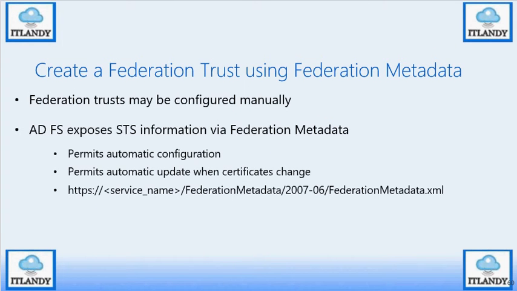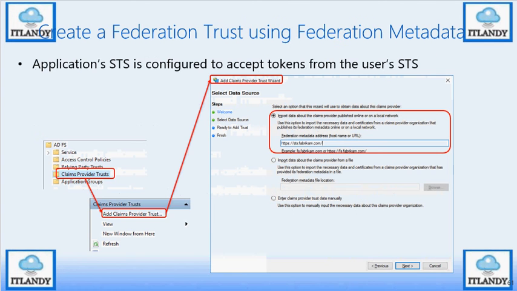Now, how will that look for us? Federation Trust may be configured manually. ADFS exposes STS information via Federation metadata. You can see the URL. You can permit automatic configuration, and you can permit automatic update when the certificate changes. This is the URL, and if you recall, we said either by file, by metadata, or manually. This is by metadata, and this is the screen I mentioned or showed you earlier. As you can see, in the claim provider trust, you add the claim provider, and then you specify the file.